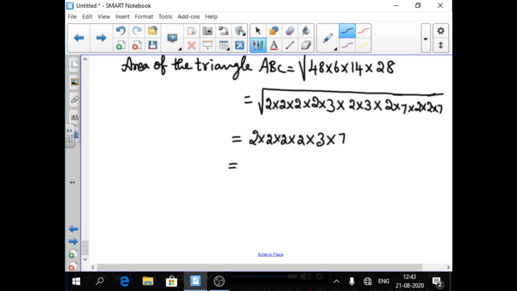So what do you get? 2 twos are 4, 4 twos are 8, 8 twos are 16. 16 into 3 into 7. Okay. So what do you get the answer? If you multiply, you will get 336 centimeters square because it is the area. Okay. So this is the area of triangle ABC.